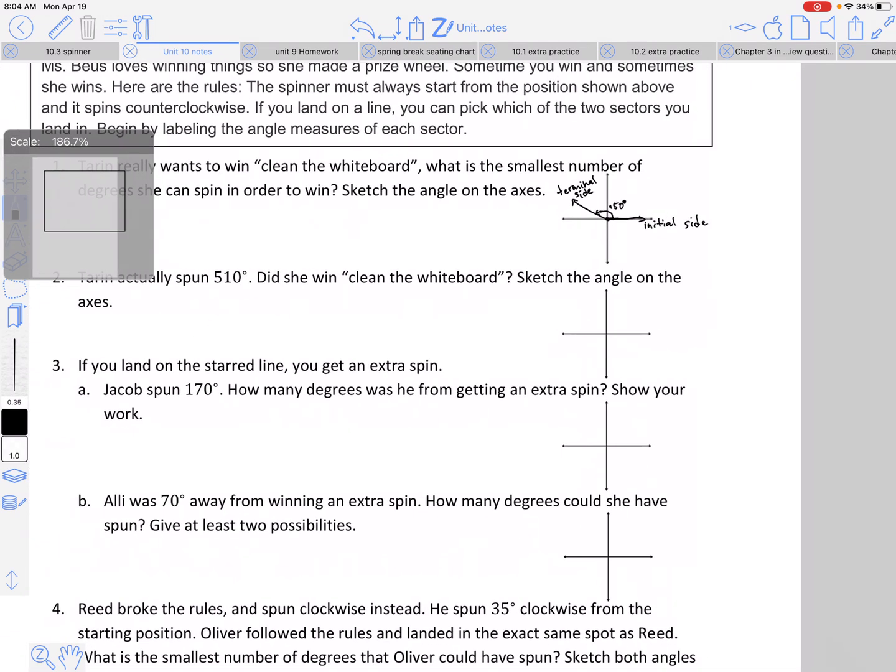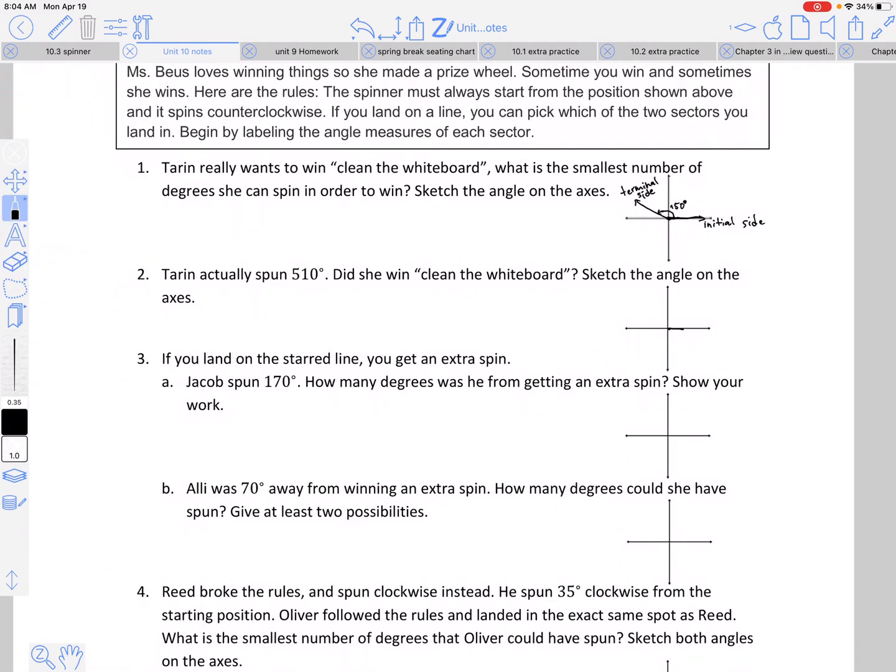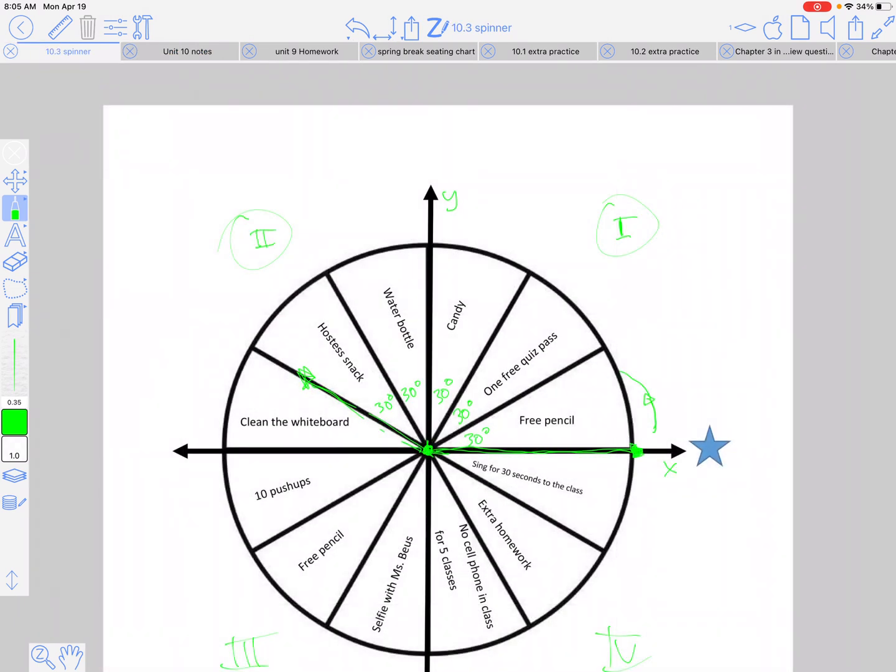So when Taryn spun, she started right here. She actually spun, and it did 510 degrees. So that's kind of a lot, but it should go somewhere there. I want you to think, if she actually spun 510 degrees, what did she win? So let's look at that.